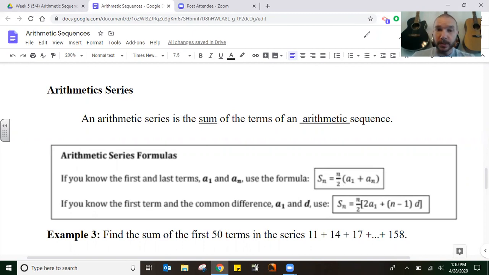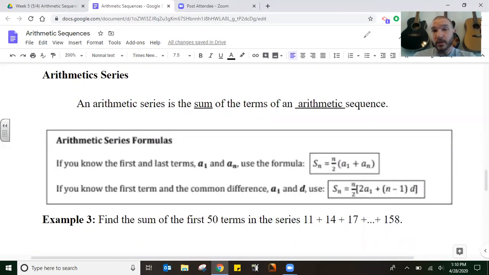So you'll see we have two formulas here, and it just depends on what information you have. The first formula, S sub n, don't forget that means sum, the sum of the n number of terms, requires n, how many terms you want, and the first term and the last term. So again, if I know the first term and I know the last term, then I know n because n is the number of terms. I can just plug into this formula and it'll give me my sum.